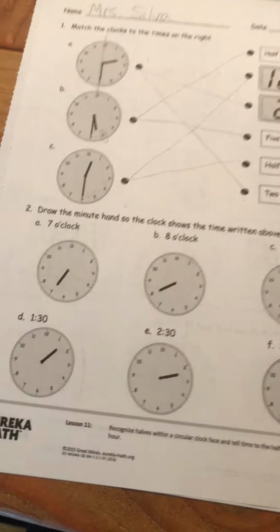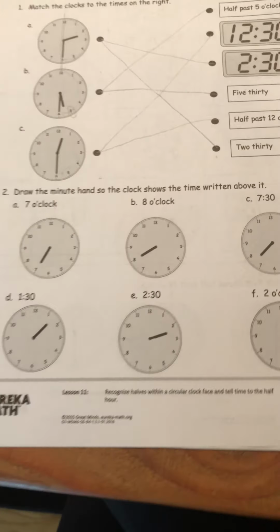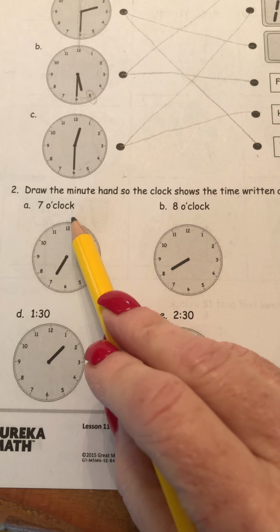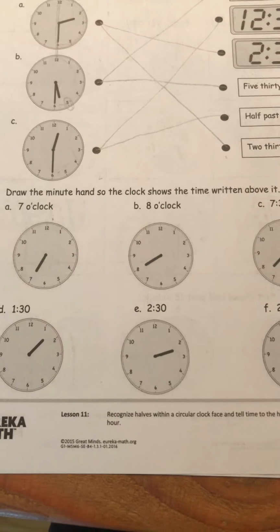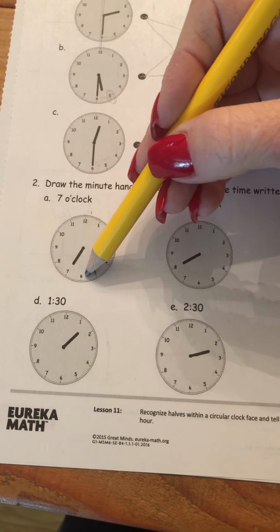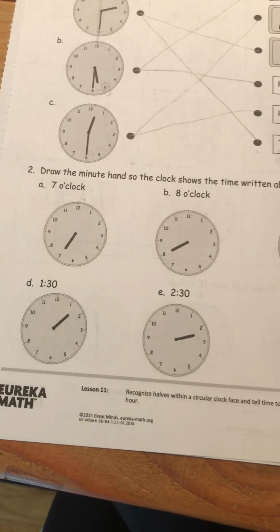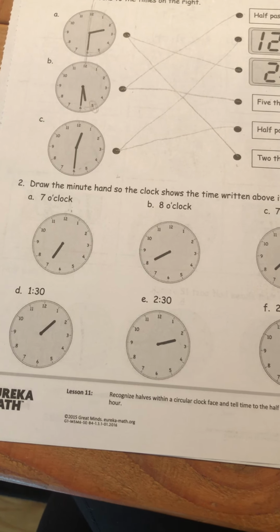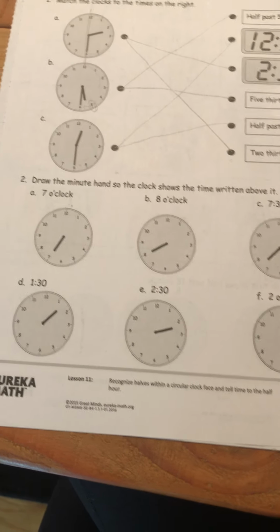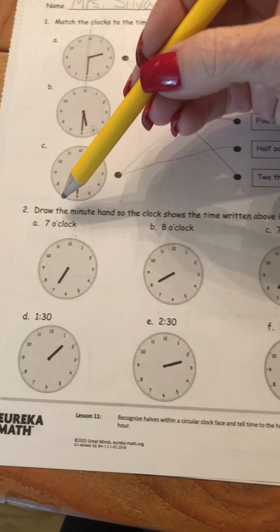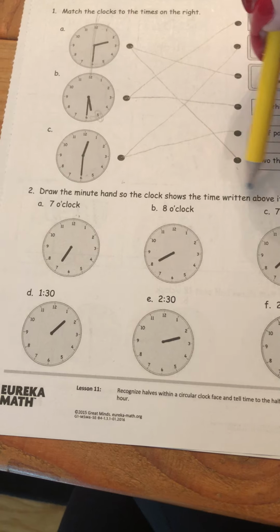Now they're going to have us pay attention carefully because they want us to draw the long hand, the minute hand, at either the o'clock or the 30. So we need to think about that. Remember, if it's pointing to the 12, that means it's o'clock. If it's pointing to the 6, that means it's 30. Draw the minute hand so the clock shows the time written above.